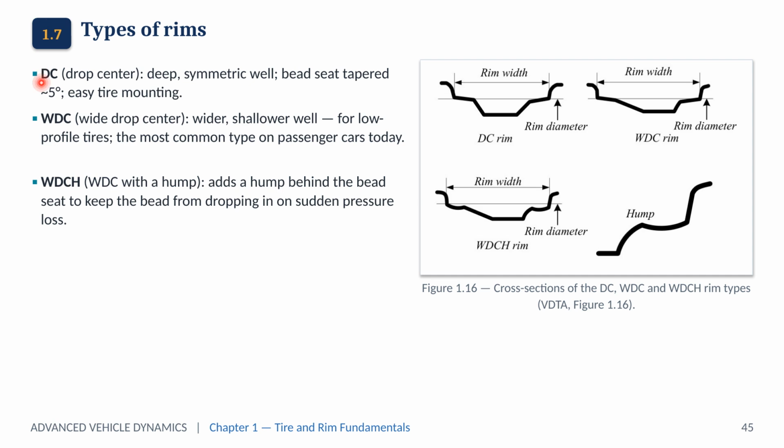Second, WDC, wide drop center, wider, with a shallower well, made for low-profile tires. This is the most common type on passenger cars today. Third, WDCH, that is a WDC with a hump. A hump is added just behind the bead seat to keep the bead from dropping into the well when the tire suddenly loses pressure. That small detail matters a great deal for safety, because it keeps the tire on the rim long enough for the driver to handle the situation. Figure 1.16 shows the cross-sections of all 3 rim types.